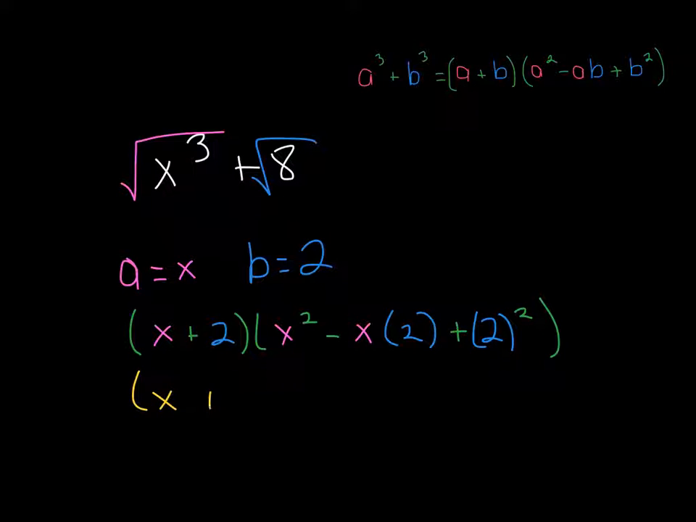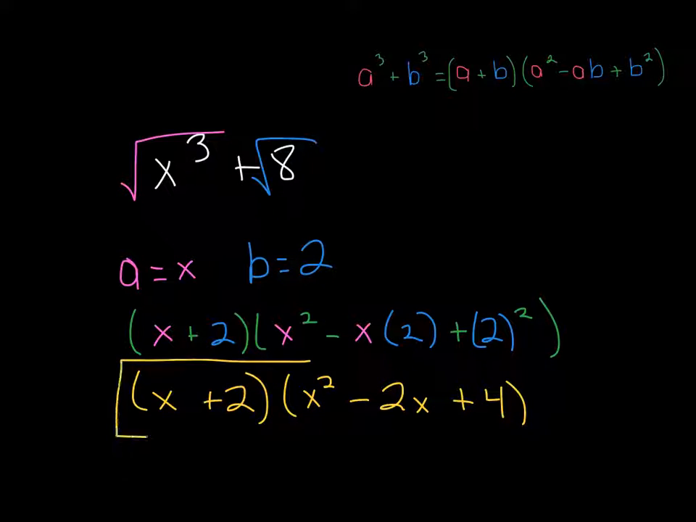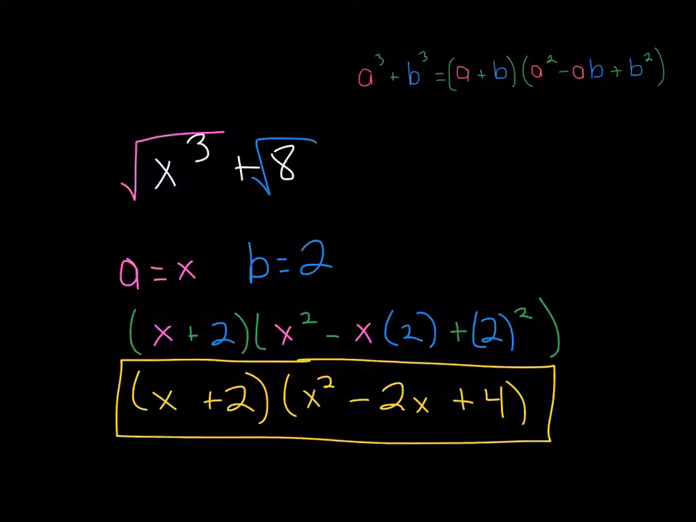So you have x plus 2, and then x squared minus 2x. We usually put the number first. And then 2 squared is 4. And that is how you factor a sum of cubes.